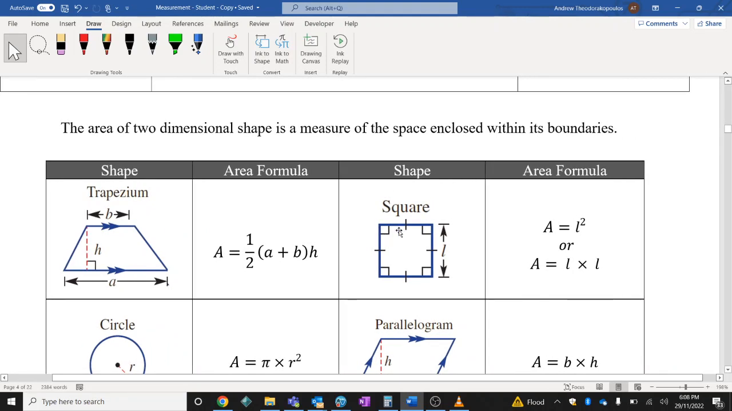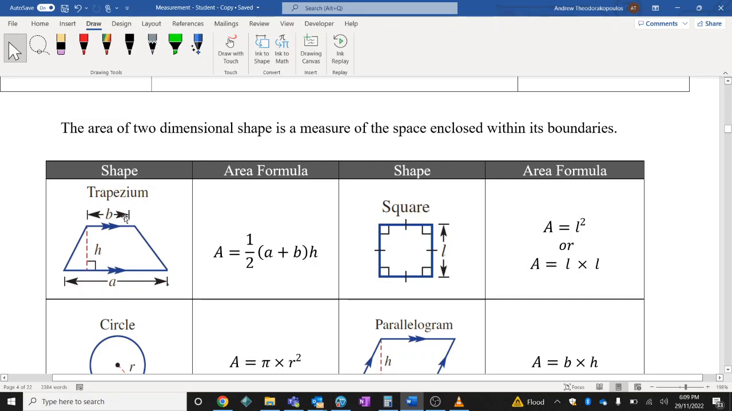So this page here is just the notes section, and this is what you should have open when you're working through the questions. Area of a two-dimensional shape is the measure of the space enclosed between its boundaries. Basically, it is how much is enclosed inside a shape.